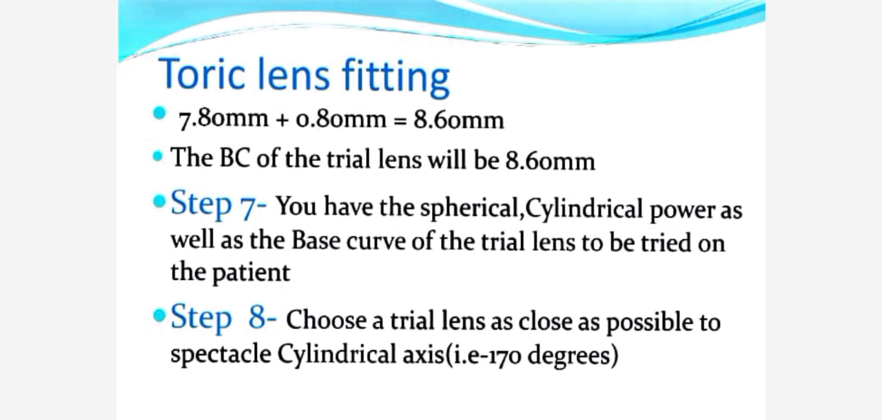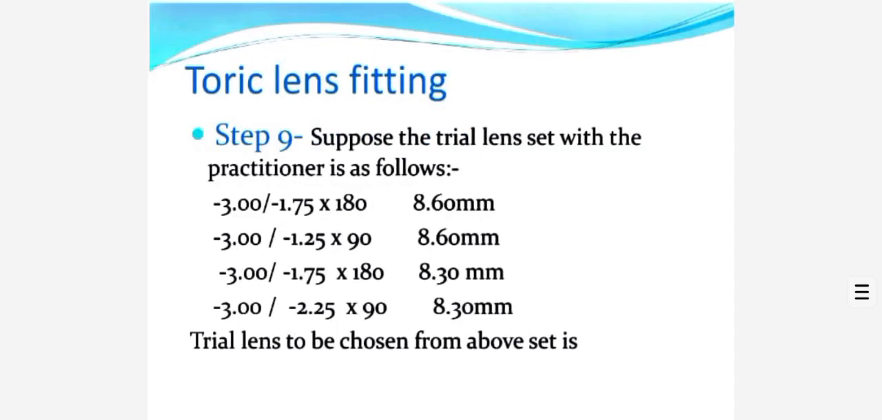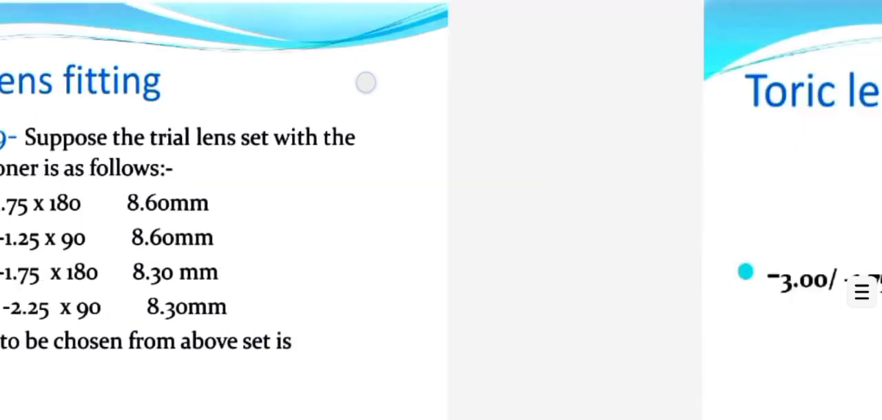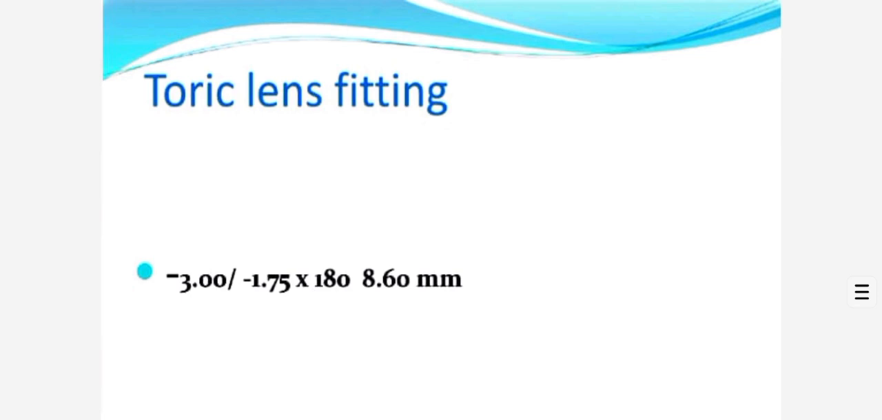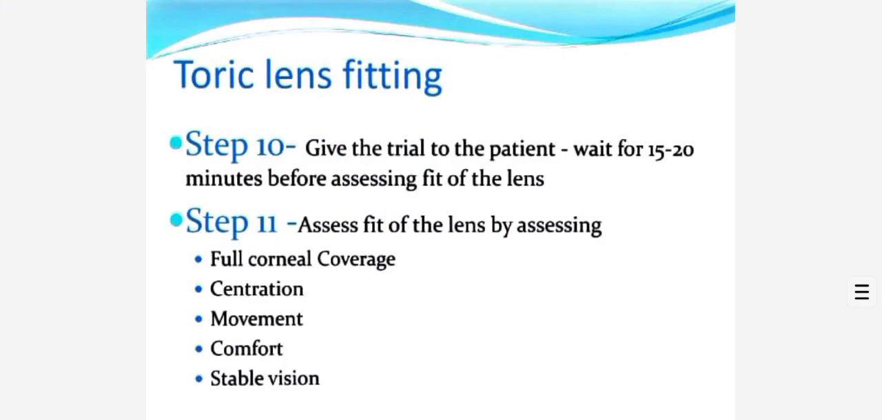Seventh step, the spherical and cylindrical power as well as the base curve of the trial lens is tried on the patient. Choose a trial lens as close as possible to the spectacle cylinder lens axis. It lies at 170 degrees. Toric lens, ninth step, is to select from a trial set. Example: trial lens fitting for minus 3, minus 1.75 at 180 degrees. Its base curve is 8.60 mm.